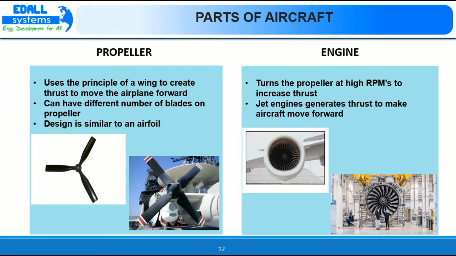Then we have engine. So engine helps the propeller to run at high RPMs to increase the thrust. Propellers are attached to the front part of the engine and engines are used to rotate this propeller at higher RPMs, which will create thrust. Also jet engines generate thrust to make the aircraft move forward. There are some other categories of engines as well, that is turboprop, turbojet. So these different engines will help create thrust for an aircraft.